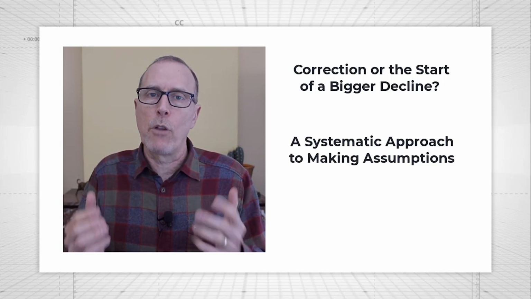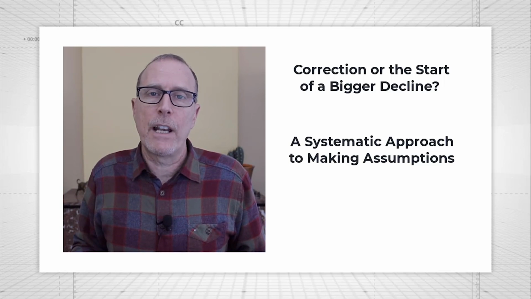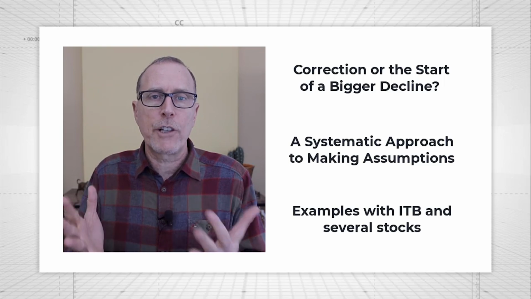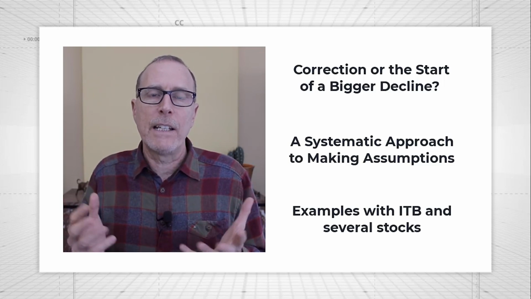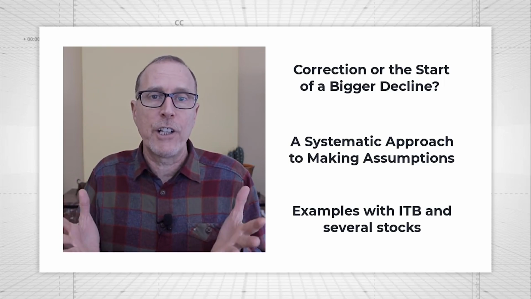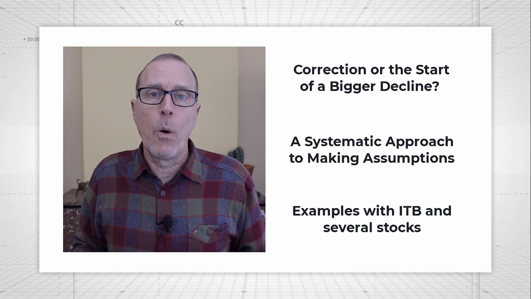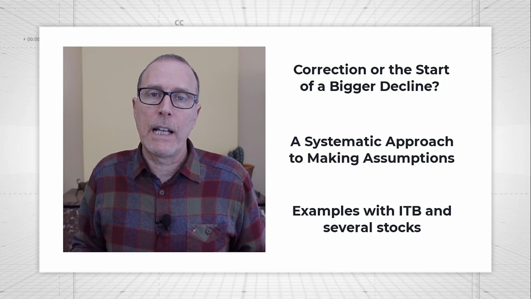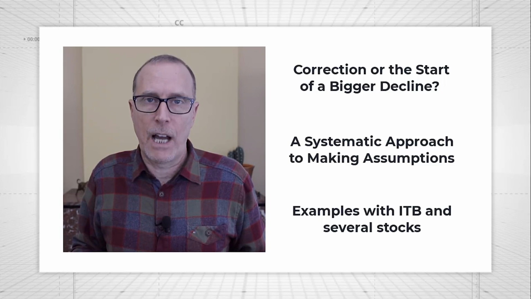We're going to look at some long-term trend indicators that I use to define the longer-term trend. And then we're going to look at the structure of the price move and try to decide if it is a correction within an uptrend or if it has already reversed that uptrend. We're going to look at ITB, the Homebuilders ETF, and a number of stocks.